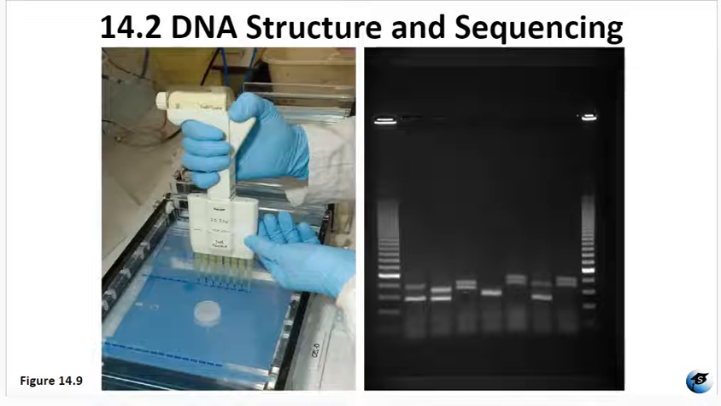And then this is what gel electrophoresis looks like. You put the DNA in these wells, and after this is loaded, she put a cover on it and turned on a power source that runs electricity through the gel. After it's done running and you stain the gel, you can put it under a light and see the DNA that's been separated by size.